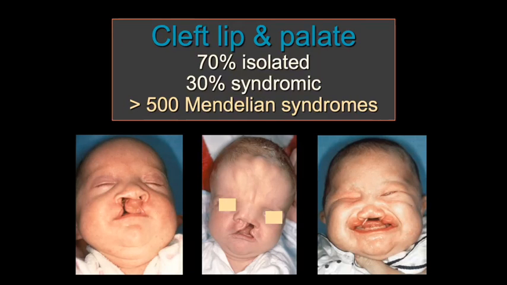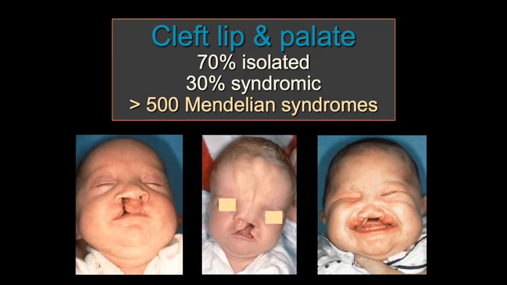So, cleft lip and palate. Now, about a third of cases are syndromic, and interestingly, as you look at these clinical pictures, this is the most common type of cleft, which is off midline in location, and this is the least common type of cleft, which is a true median cleft. The whole premaxillary segment is missing.